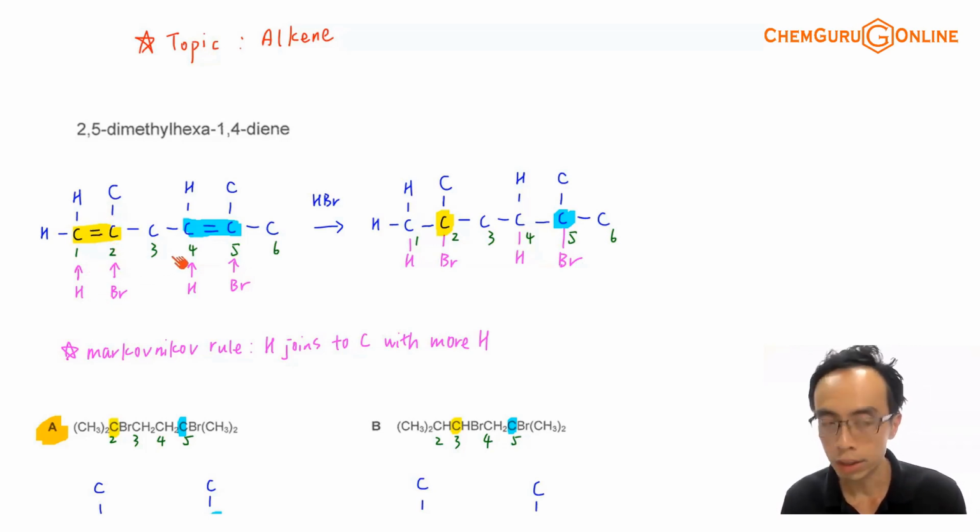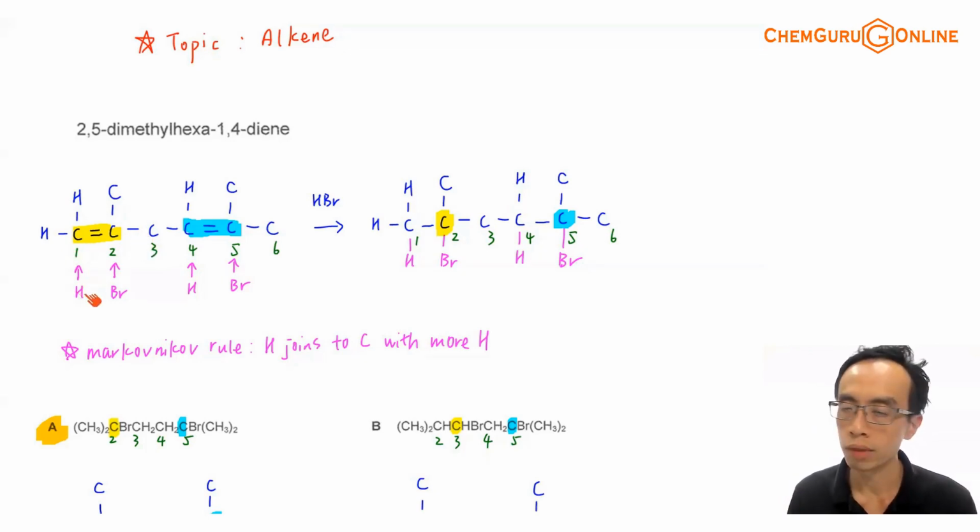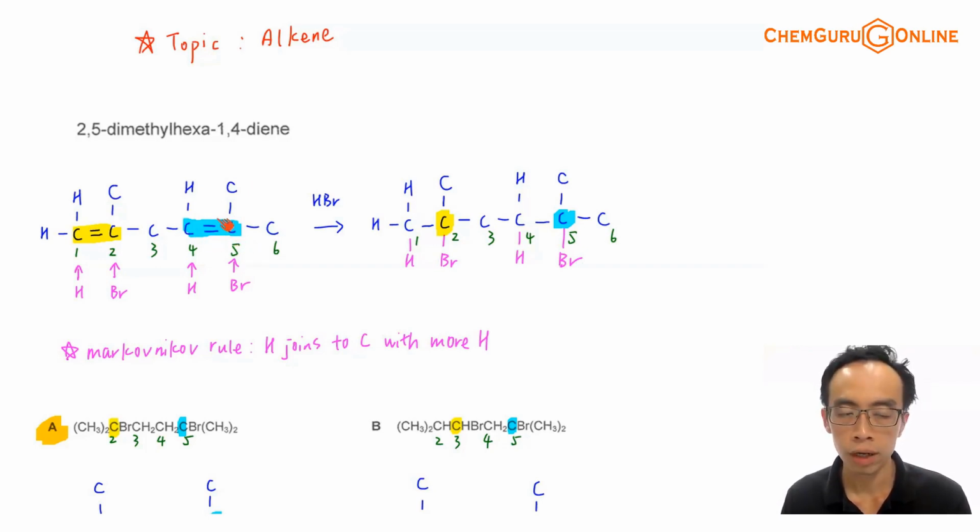Involving my 1-ene, if you look at the 2 carbons, carbon number 1 has 2 hydrogen, carbon position 2 has no hydrogen. According to Markovnikov, hydrogen joins to the carbon with more hydrogen, which is carbon position 1, bromine joins to carbon 2, so that will be the major product for your 1-ene. Then if I consider my 4-ene, double bond between carbon number 4 and 5. Carbon number 4 has 1 hydrogen. Carbon number 5 again has no hydrogen. Again, carbon number 4 has more hydrogen. According to Markovnikov, hydrogen joins to carbon number 4 with more hydrogen. Bromine joins to carbon 5. This will be my major product.